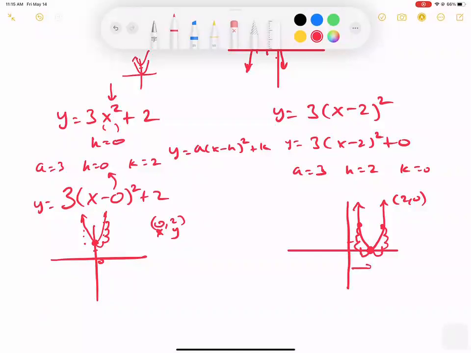So 1 was shifted to the right. 1 was shifted up. So if you're missing an h or an x, it's almost like your controller is broken. You can only go either up and down or left and right because you're missing one of your axes.